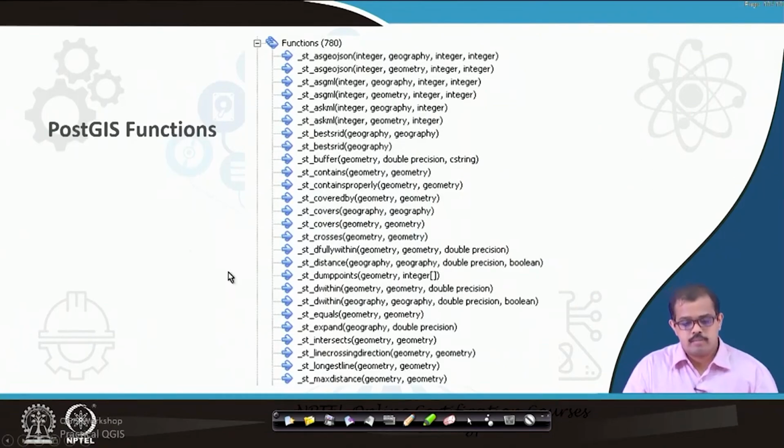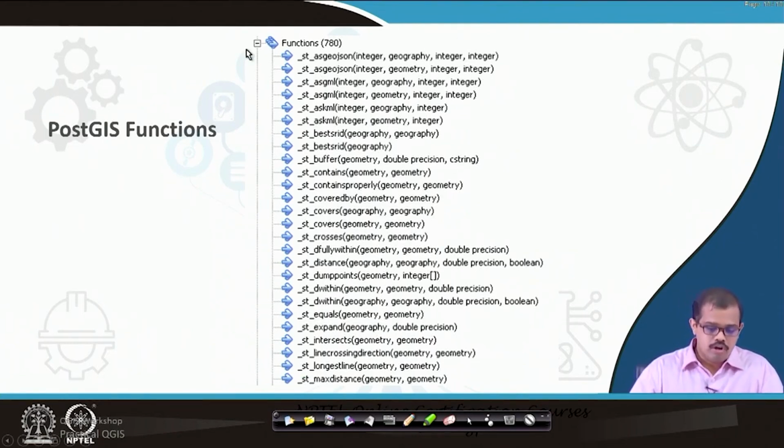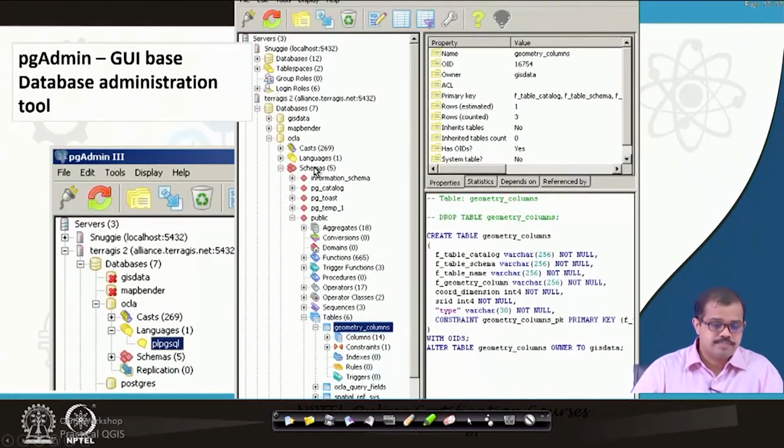When you look at the entire list of PostGIS functions, you have functions such as covered by, within, max distance, longest line. All of these are PostGIS functions that you can see. If you just open the functions tab in PostGIS, you can look at all of these functions.